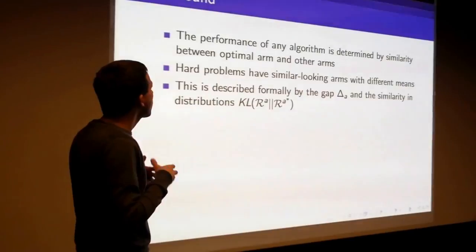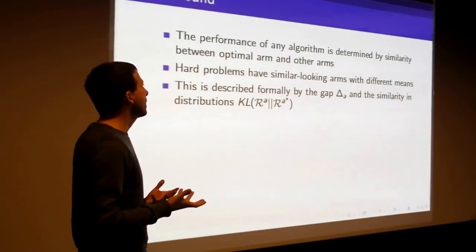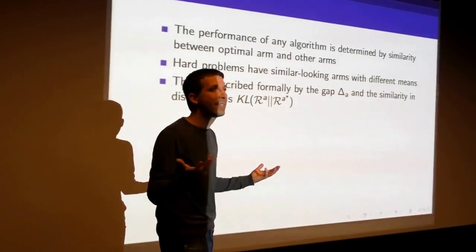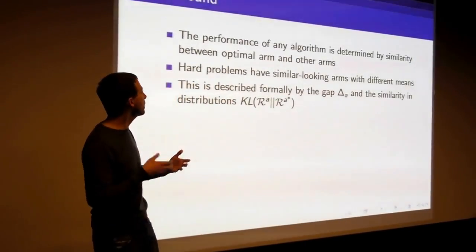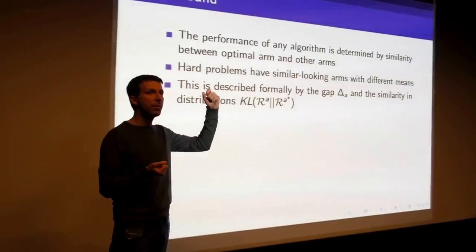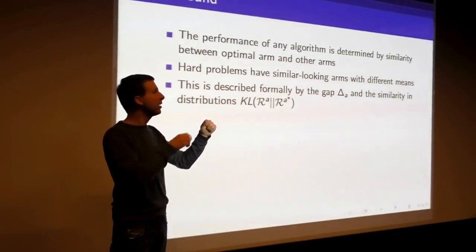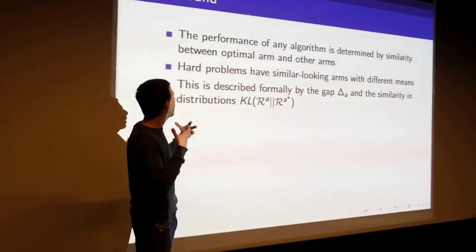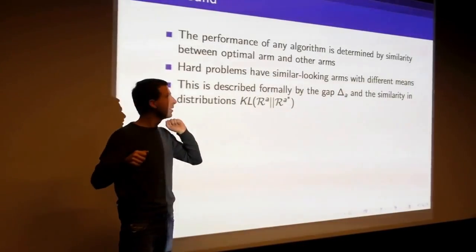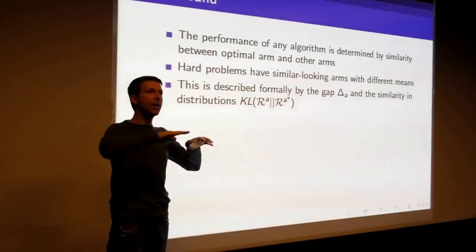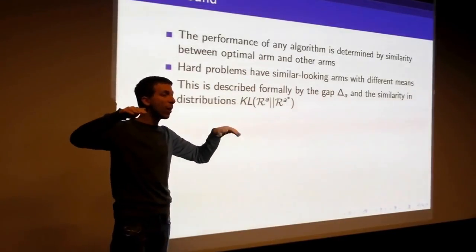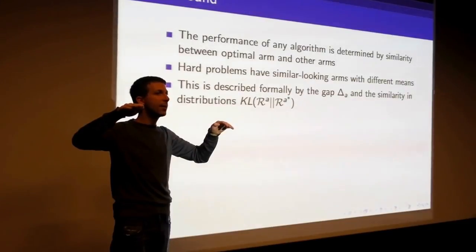So what is this lower bound? Well, the performance of any algorithm, what does it depend on? It depends on what makes a bandit problem hard or easy. So consider how similar the best arm is to the other arms. What makes a hard problem is basically a problem where you've got two arms which look similar, with kind of overlapping distributions, so it's not obvious which one is the best.